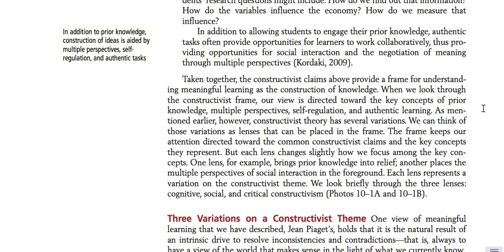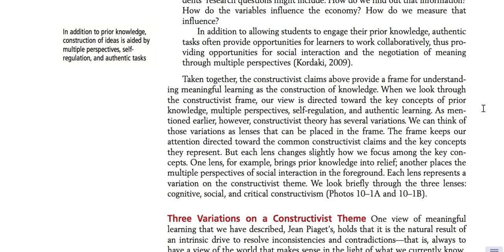Taken together, the constructivist claims above provide a frame for understanding meaningful learning as the construction of knowledge. When we look through the constructivist frame, our view is directed toward the key concepts of prior knowledge, multiple perspectives, self-regulation, and authentic learning. As mentioned earlier, however, constructivist theory has several variations. We can think of these variations as lenses that can be placed in the frame. The frame keeps our attention directed toward the common constructivist claims and the key concepts they represent. But each lens changes slightly how we focus among the key concepts.